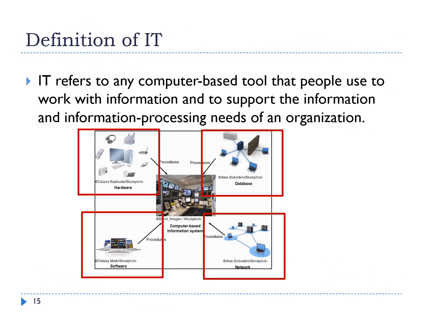Okay, now let's take a look at the definition of IT. IT refers to any computer-based tool that people use to work with information and to support the information and information processing needs of an organization. Okay, here is the question. What is the difference between IT and IS, between information technology and information systems? Remember, information systems has 6 components. Only 4 of them belong to IT, which are hardware, database, software, and network.